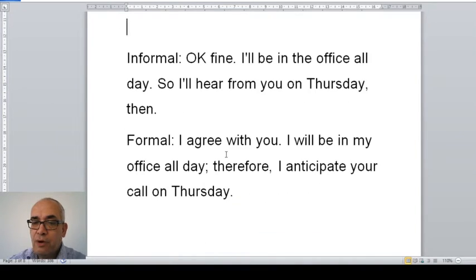Another one. Formal. Okay, fine. I'll be in the office all day. So I'll hear from you on Thursday then. Again, you can feel this is like informal speaking. Okay, fine. This is informal. I agree with you. This is formal. I'll be in the office all day. This is informal. I will be in my office all day. So I'll is informal. I will is formal.